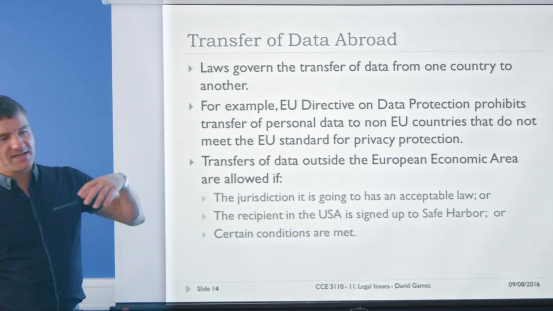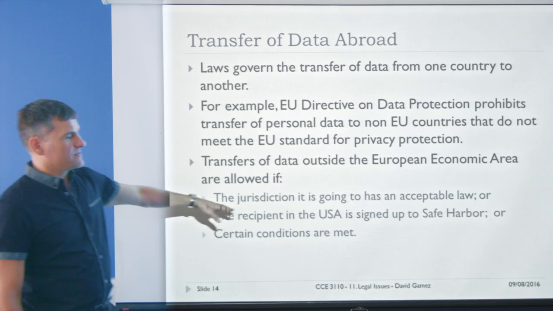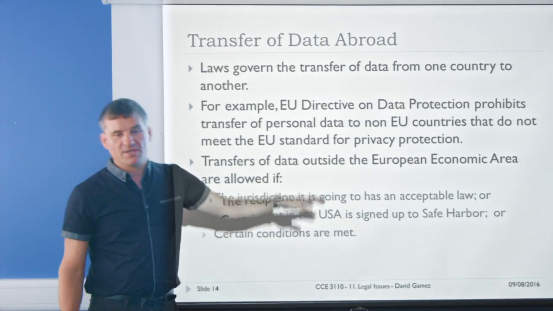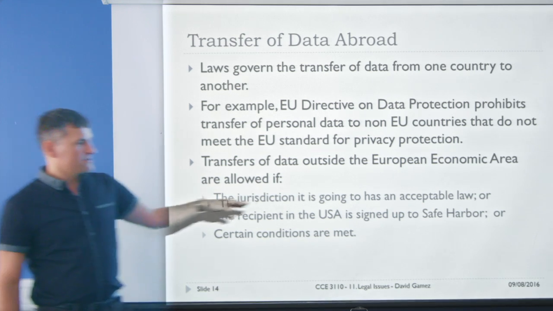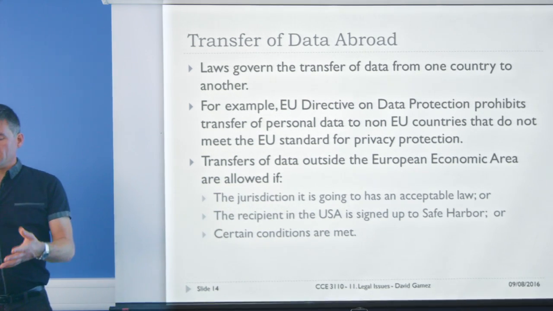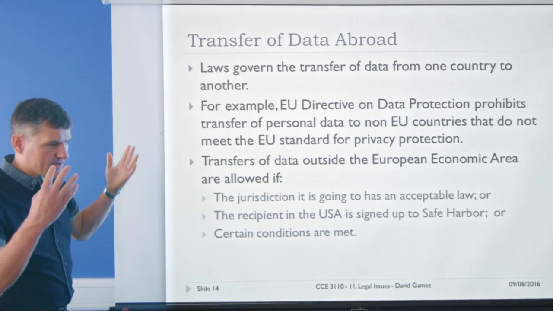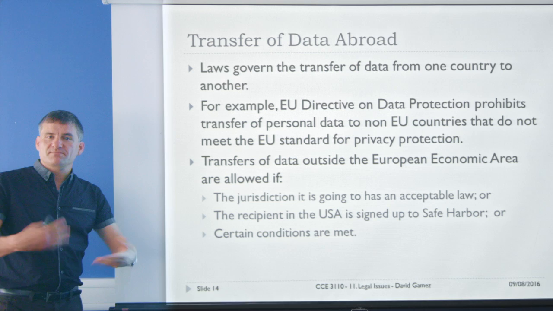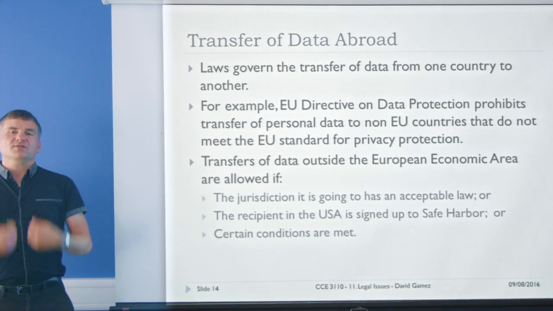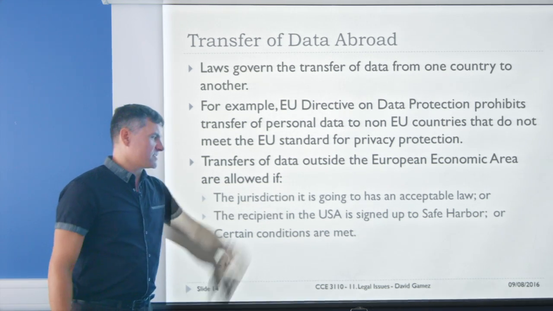So you can transfer personal data outside the EU if it's going to a place that has data protection laws, or it's going to the US. It's an interesting distinction here. Acceptable law means it has similar data protection standards to the EU. Let's suppose Japan has great data protection, ensures the privacy of its citizens in the same way as the EU, then I could transfer my data to servers in Japan. Or you can also transfer the data to the US.